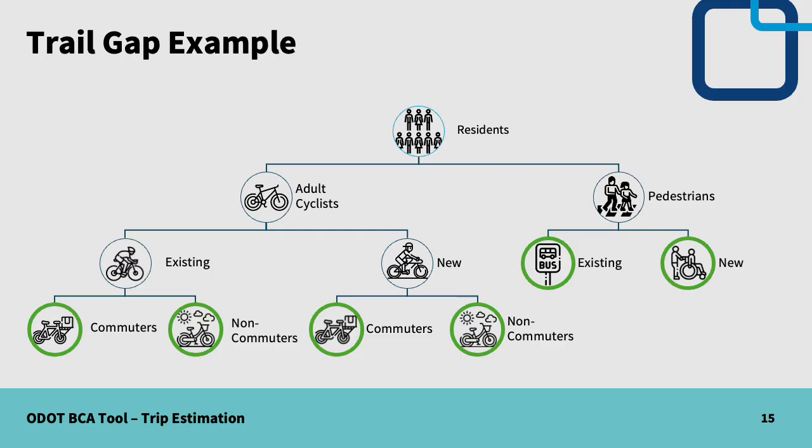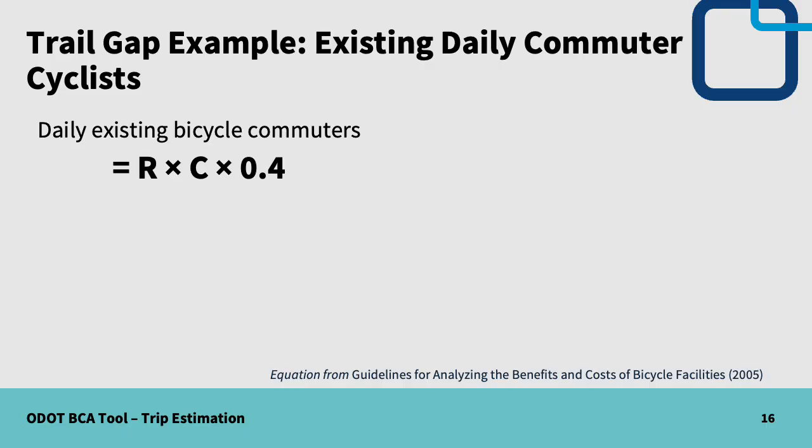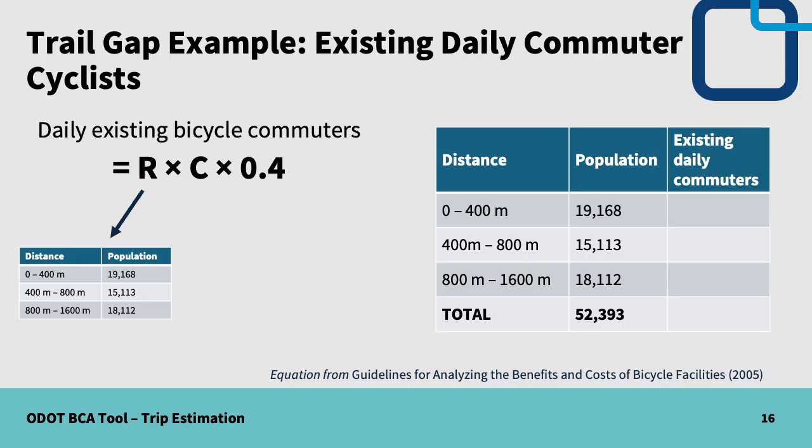Now that the project impact area has been defined, the next few slides will cover how we estimate the number of existing adult cyclists, both commuters and non-commuter or recreational riders. Let's start by calculating the number of daily existing bicycle commuters using the formula we introduced earlier from the NCHRP document. As you can see, R represents the number of residents within the buffer areas.